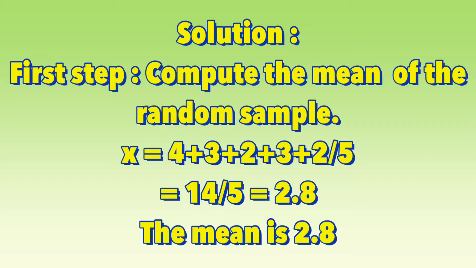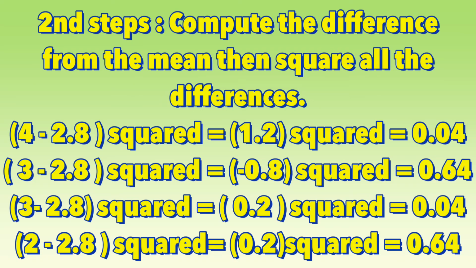Since the number of samples is 5, our denominator is 5. Our sum now is 14 divided by 5 equals 2.8. So the mean is 2.8. After the first step, we will go to the second step.